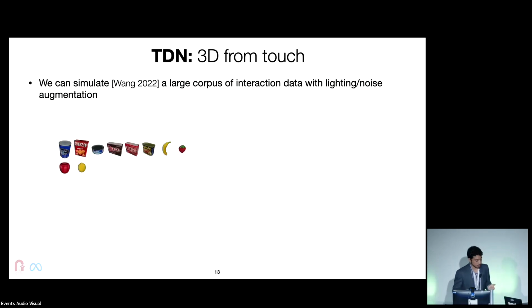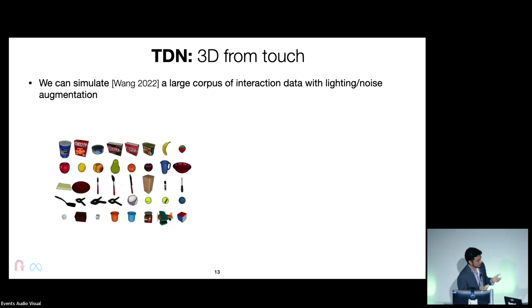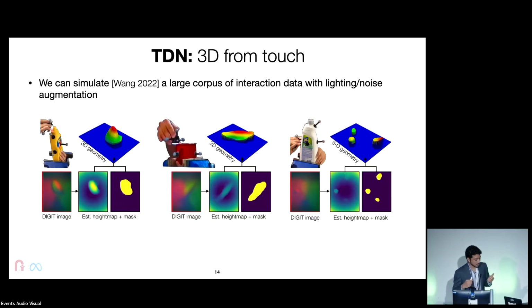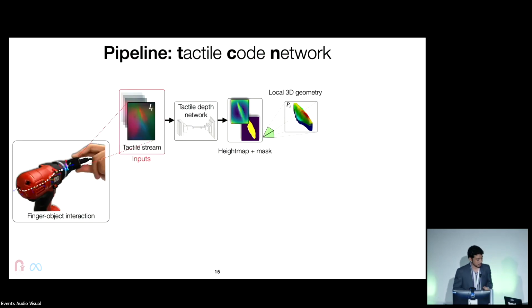So in our case, what we do is we have a large set of objects that we generate, and we densely sample poses along with the resulting images and height maps, which gives us a supervised learning problem. And here are some examples that we can see, purely trained through simulation. We can generate pretty decent reconstructions just from these DIGIT images that we get of salient geometries, which forms the first part of this pipeline.